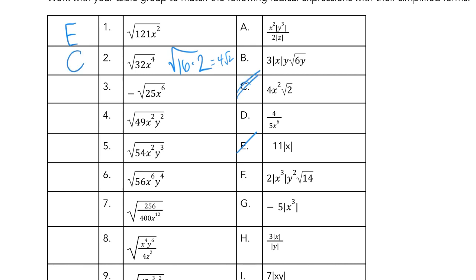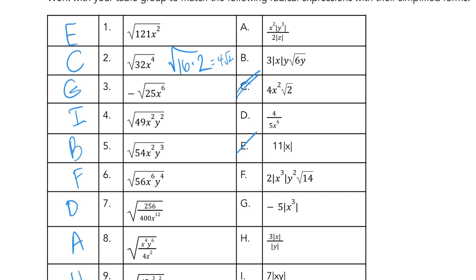Okay, so if I continue in the same fashion, number 3 is G, number 4 is I, number 5 is B, number 6 is F, number 7 is D, number 8 is A, and number 9 is H.